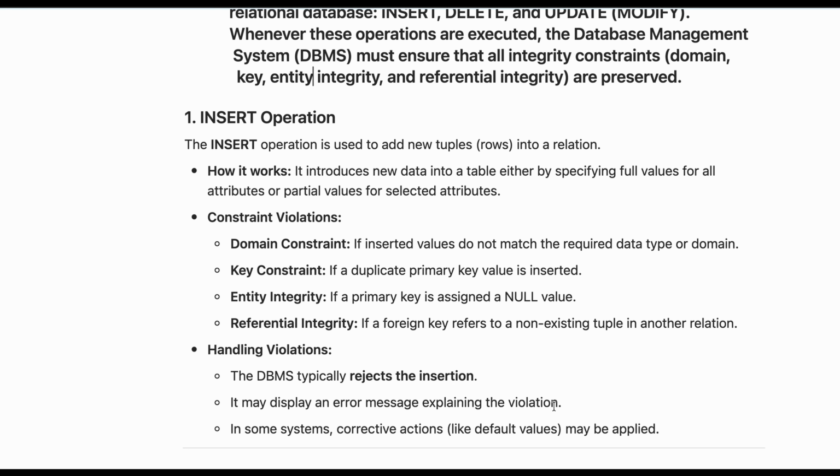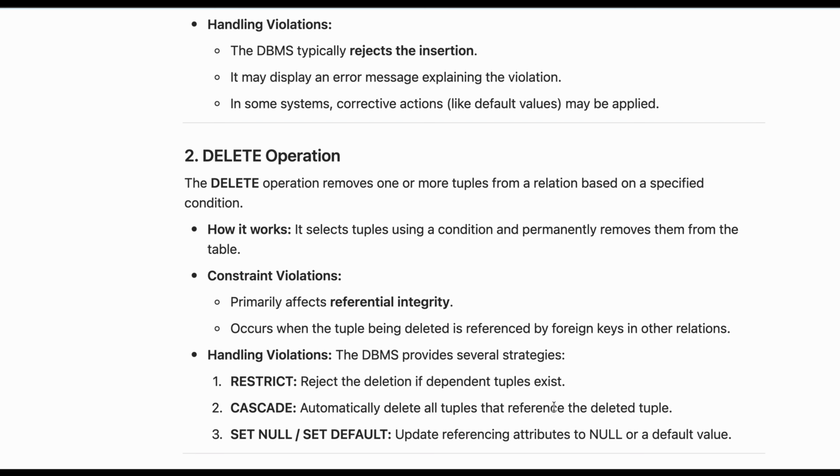Now let's move to the delete operation. Delete is used to remove rows from a table based on a condition. The main issue here is referential integrity. If the deleted row is referenced by another table, it creates inconsistency. To handle this, the DBMS provides options. First is restrict, which rejects the deletion. Second one is cascade, which deletes all related rows automatically. And third one is set null or set default, which updates the foreign key values.